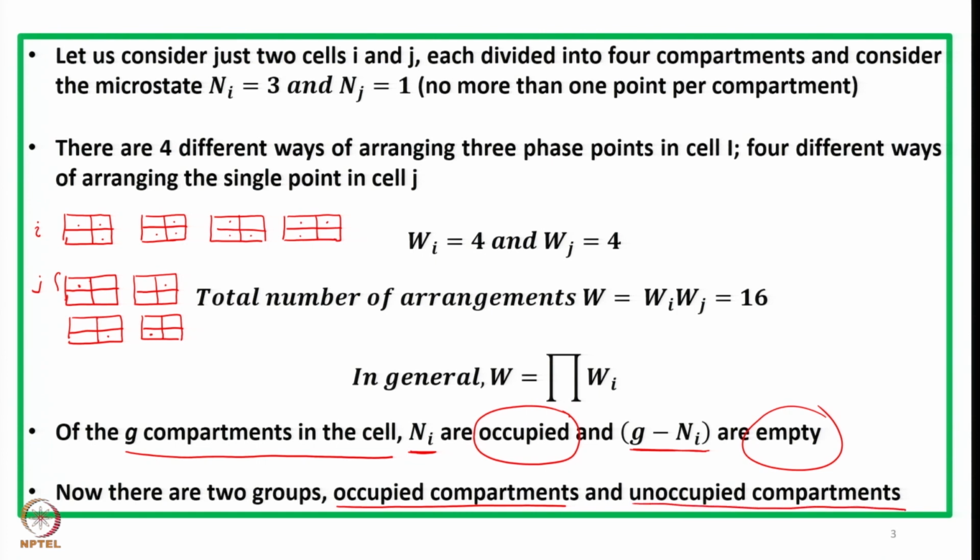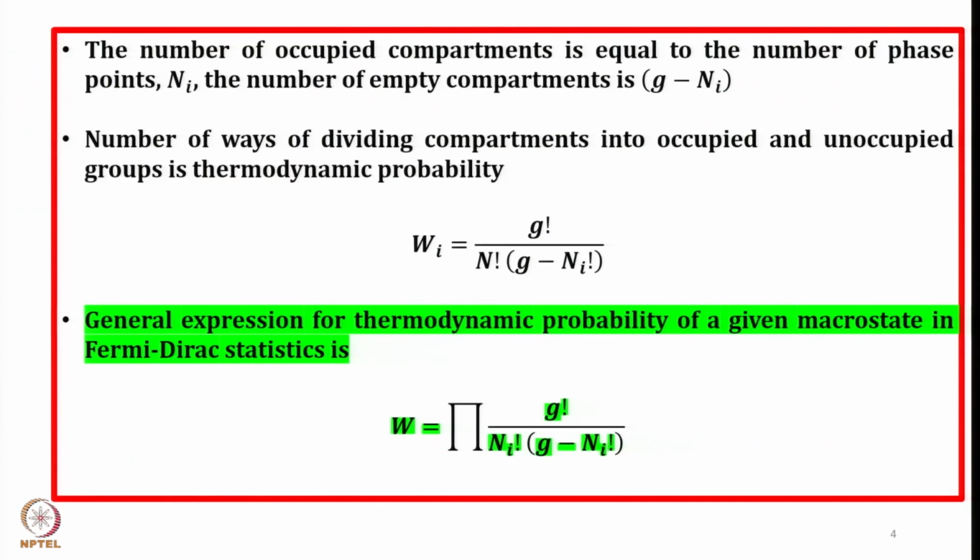I hope you realize how this discussion is now proceeding in a slightly different direction. Earlier, when we were talking about Bose-Einstein statistics, this kind of restriction was not there. There we could put any number of points in any compartment, but here there is a restriction that each compartment can only accommodate a half-filled state, which we are representing as only one phase point in each compartment. So with this treatment, we get down to occupied compartments and unoccupied compartments depending upon the total number of phase points. All right.